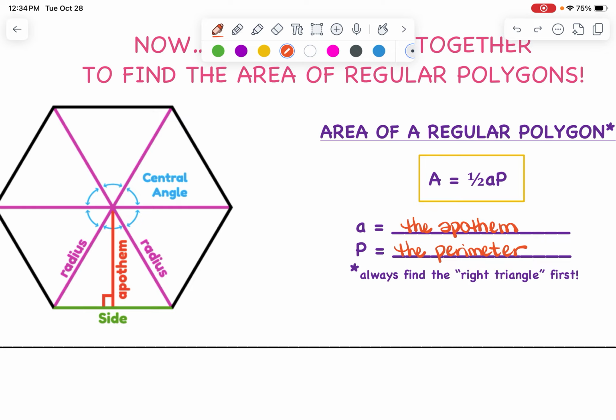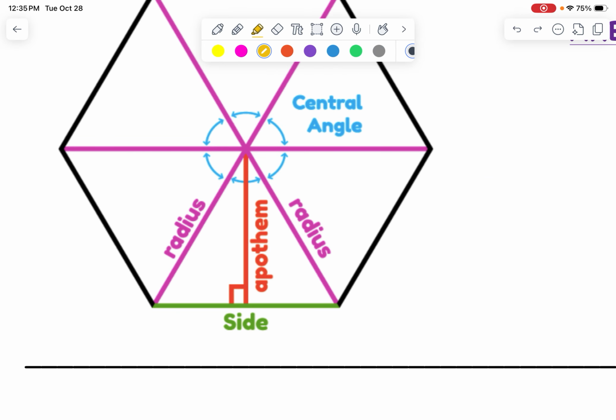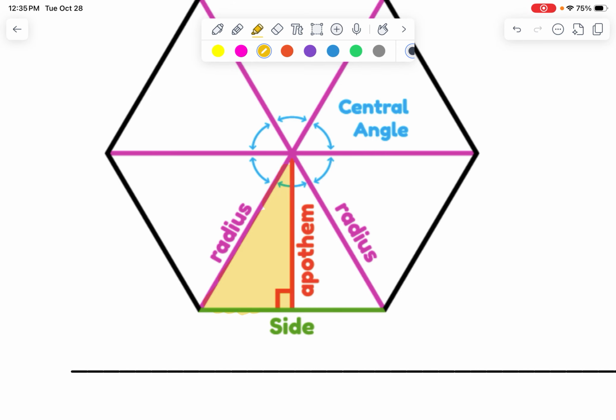Now, in order to find the apothem and the perimeter, to use the formula, you might have to do a little bit of work. If you're lucky, we'll give you that information, but probably not very often. So the first thing that you need to do is go find the right triangle. And I don't know why, but I always draw my little right triangle in the bottom left corner right here. Always. So you can draw yours wherever you want.